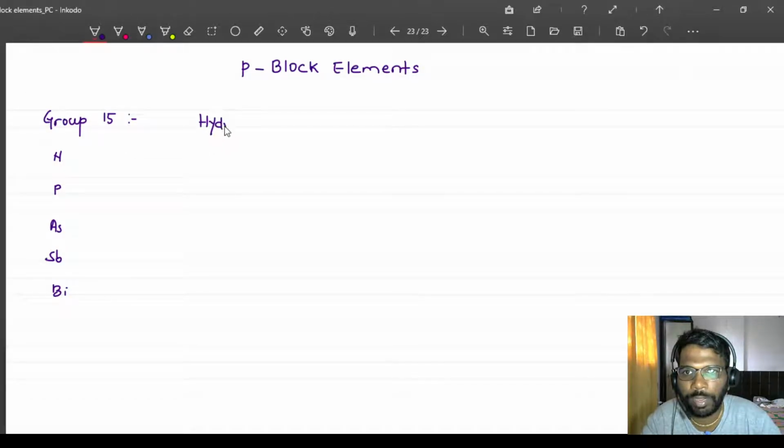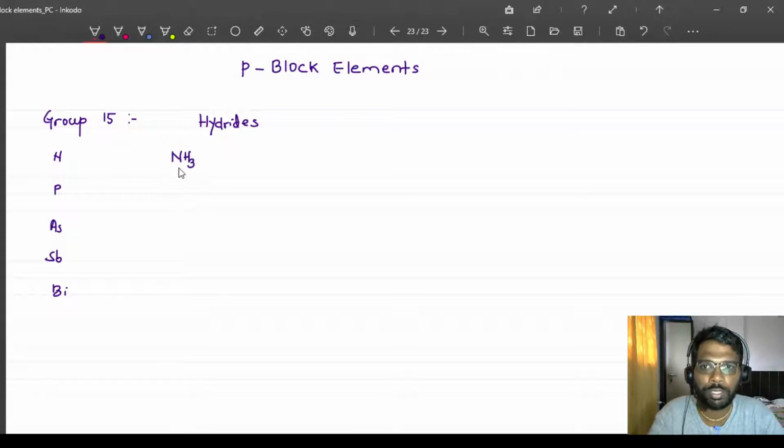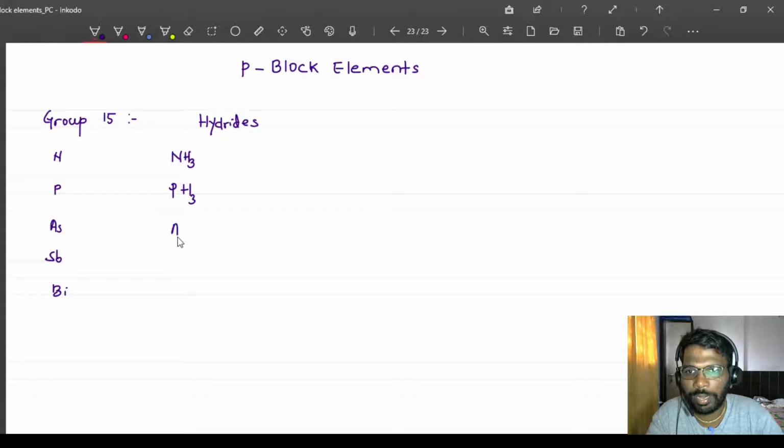What type of hydrides will these compounds give? A very common hydride which we know is ammonia, NH3. This is a hydride of nitrogen, meaning hydrogen gets combined with this element. That is how we call them a hydride. This is NH3. Another is a hydride of phosphorus, this is a hydride of arsenic, this is a hydride of antimony, and this is the hydride of bismuth.